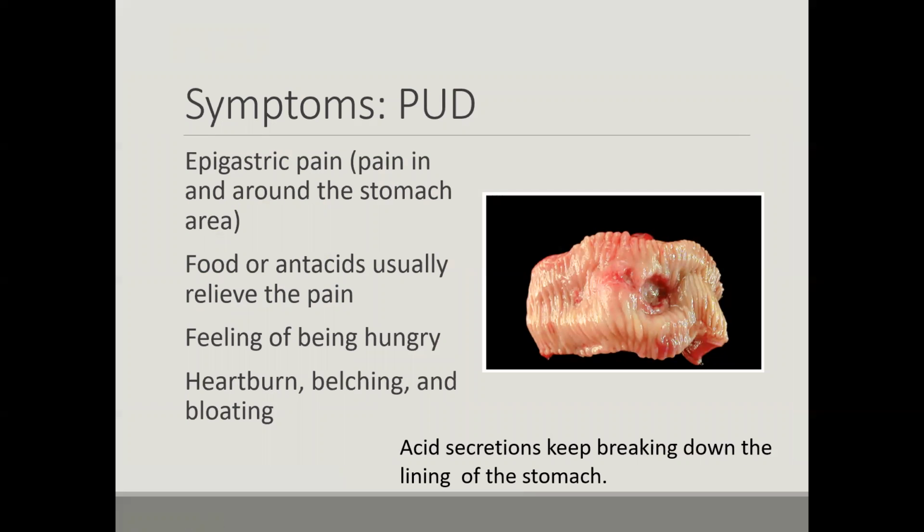Okay, so symptoms: epigastric pain, so a lot of pain in and around the stomach. Food or antacids usually relieve the pain, so people feel some relief by eating a more bland diet or taking antacids. A perpetual feeling of hunger may be present. Heartburn, belching, and bloating are also present, and acid secretions keep breaking down the lining of the stomach. Once you have this injured area, it's a very susceptible area, so it's going to keep attacking it.